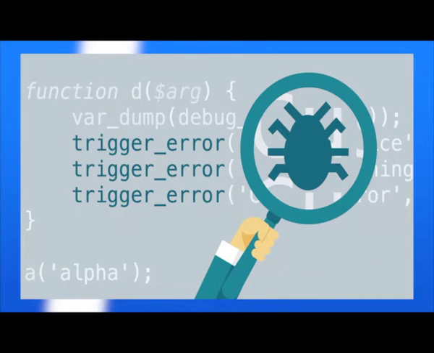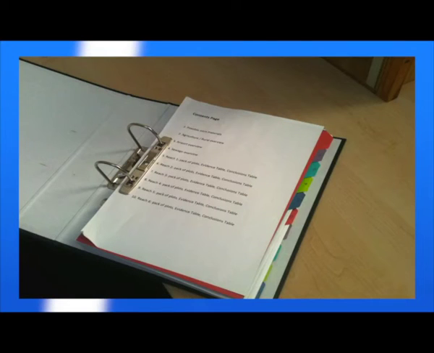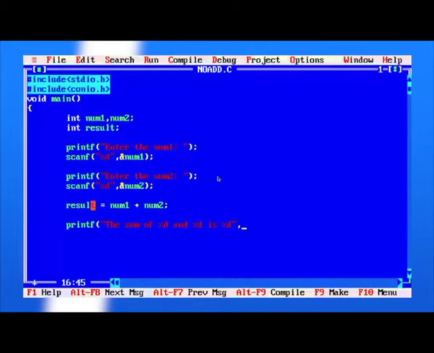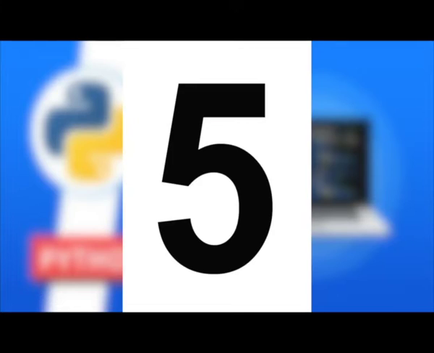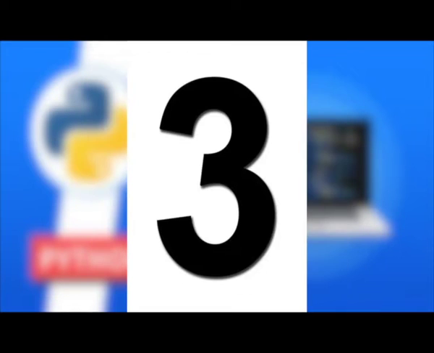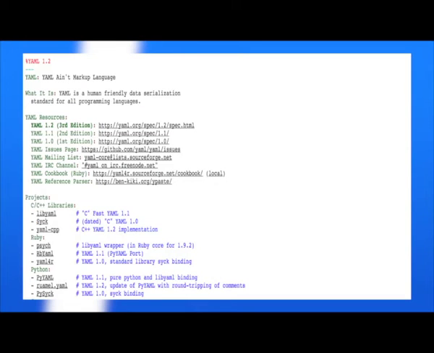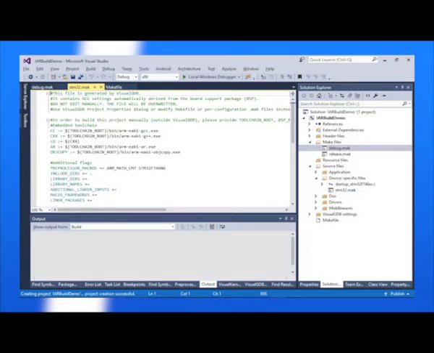Let us now see what a bug is with the help of an example. Our problem is to add two numbers, 3 and 5. Imagine that we write a program to perform the addition operation. The expected output is 8, but due to some reason, we may get an output 6 or 3 or some other value other than 8. In this case, our program produces an unexpected output, and so it contains a bug.